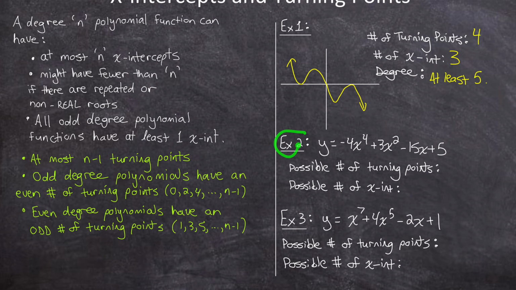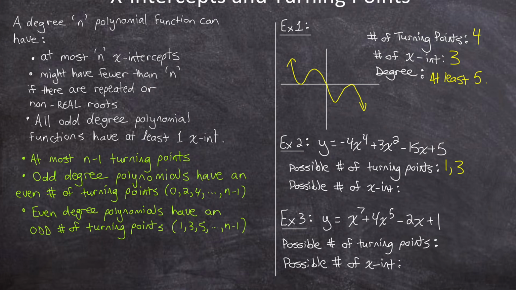Now let's look at example 2 where we have the equation of a degree 4 polynomial function. An even degree polynomial function has to have an odd number of turning points. So the possible number of turning points this function could have, well, I don't have the graph of it, so I don't know exactly how many turning points it could have, but I know the options for what it could have are either 1 or 3 turning points.